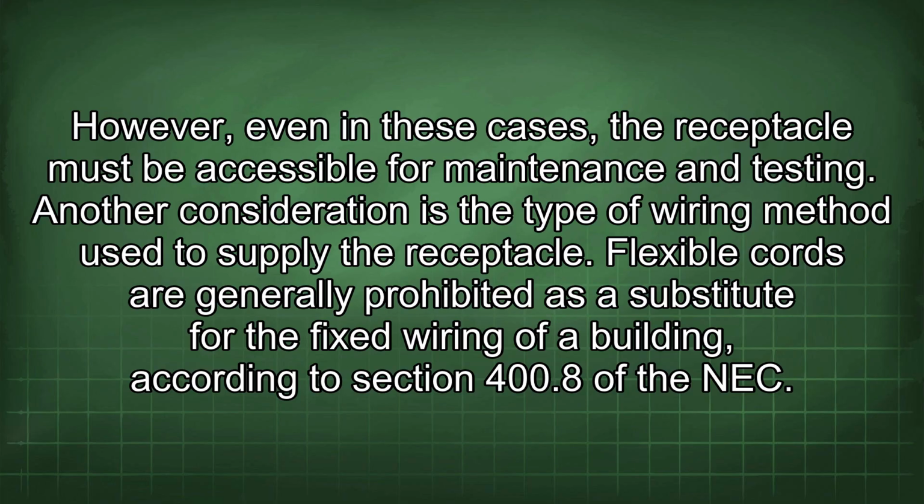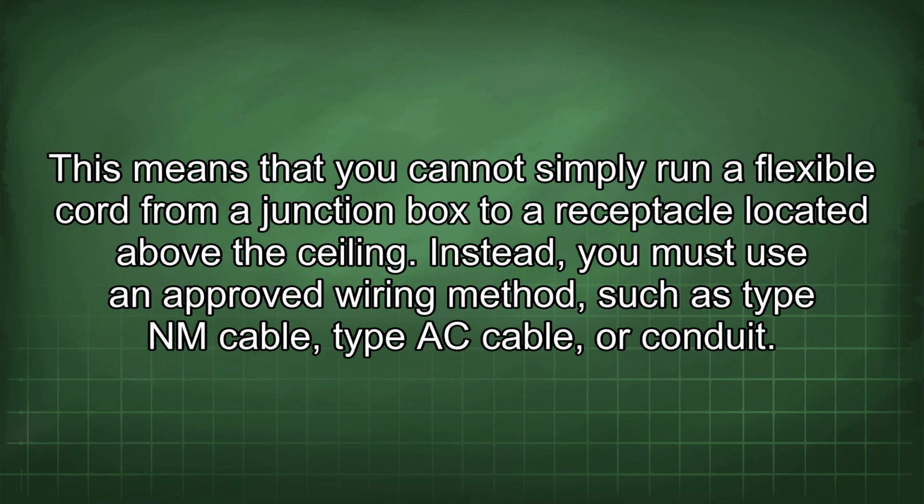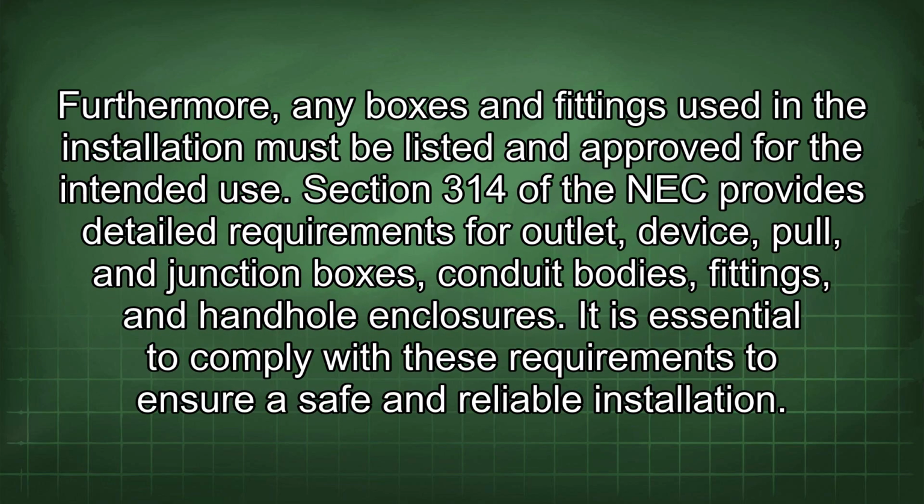Another consideration is the type of wiring method used to supply the receptacle. Flexible cords are generally prohibited as a substitute for the fixed wiring of a building, according to Section 400.8 of the NEC. This means that you cannot simply run a flexible cord from a junction box to a receptacle located above the ceiling. Instead, you must use an approved wiring method such as Type NM cable, Type AC cable, or conduit. Furthermore, any boxes and fittings used in the installation must be listed and approved for the intended use.